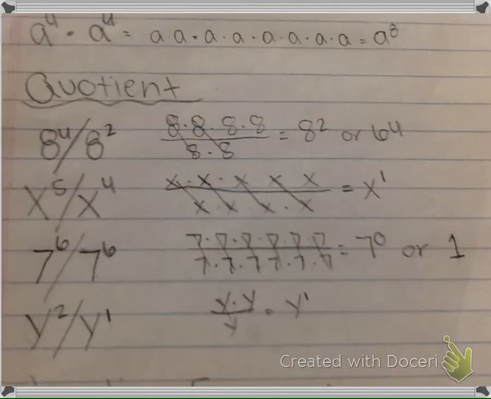So this is what the quotient problems look like in expanded form. You have to do 8 times 8 times 8 divided by 8 times 8. And then that equals, you have to cancel them out. So you just cancel the amount on the bottom to the top. And then that comes out to be 8 to the 2nd power. And in standard form, it's 64, because 8 squared is 64.